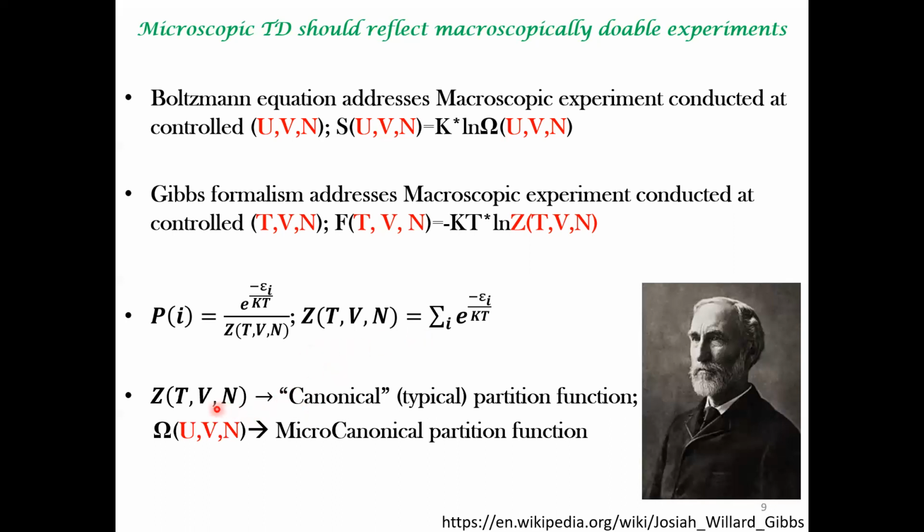So we call this quantity Z the canonical partition function. Canonical is another word for typical. Why is this typical? Because in most of your experiments, it's much easier to control temperature. Usually you equilibrate the system with respect to atmospheric temperature. So that's the typical macroscopic system which you're trying to analyze. That's called a canonical partition function.